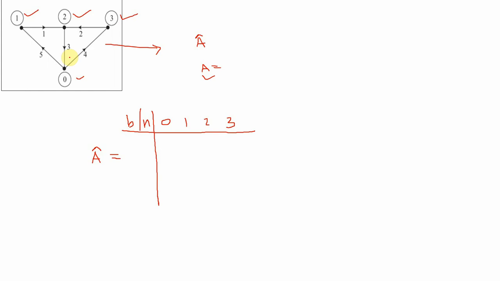How many branches are there? Total 5 branches are there. This is 1, 2, 3, 4 and 5. These are the 5 branches. So this is 1, this is 2, this is 3, this is 4 and this one is 5. Now the important point: how do you fill this matrix?